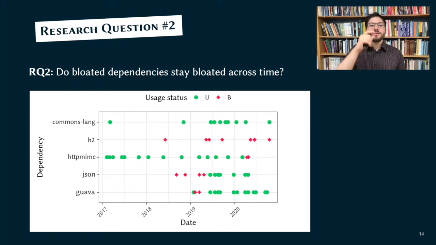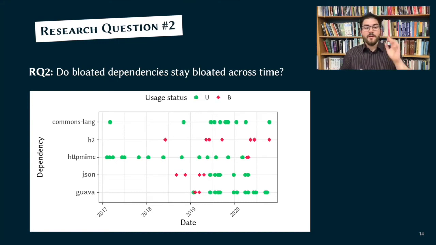To answer our second research question, we investigate how the usage status of dependency changes over time. The figure shows in the y-axis the sequence of usage statuses of 4 dependencies in our dataset: Apache Commons Lang, H2, HttpMime, JSON, and Guava. The x-axis represents the date when the dependency was analyzed. Green dots mean that the dependency was used. Red diamonds mean that the dependency was bloated.